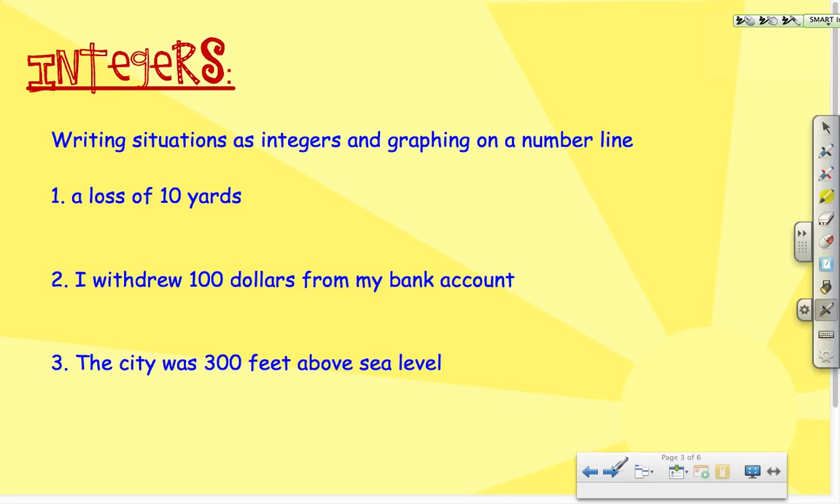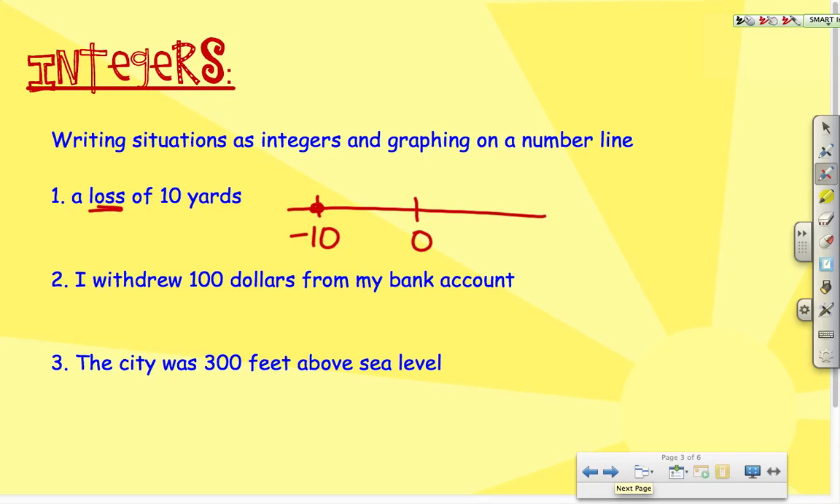All right, let's first of all take a look at integers. We can write situations or phrases as integers, and we can also graph those on number lines. A lot of you guys are playing football right now. If you were to have a loss of 10 yards, that would mean that you started at a point and you fell back 10 yards. We're going to depict that as a -10. A loss of 10 yards would be -10. Okay, so if we were graphing this on our number line, we would place that middle point as 0 and our point back here as -10. This is where you would be.